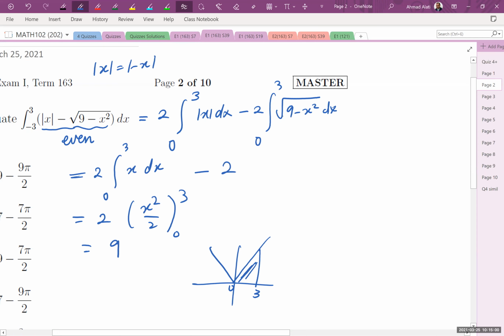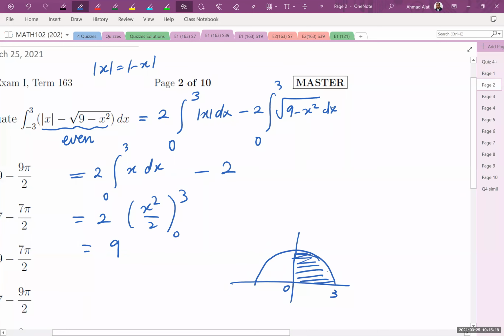Okay, minus 2. Now this integral, don't waste your time calculating it by trigonometric substitution. It is easy. It is just the area of the quadrant, the quarter of a circle from 0 to 3. It is the area of this quarter of the circle. So it is 1 over 4 times pi r squared. What is r? It is 3. So this is minus a half of 9 pi. So this is 9 minus 9 pi over 2.